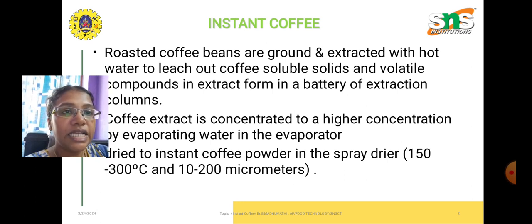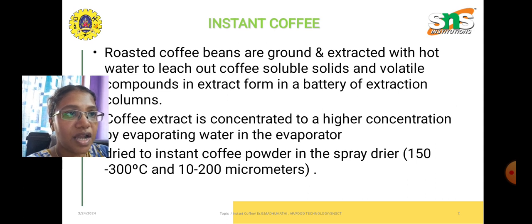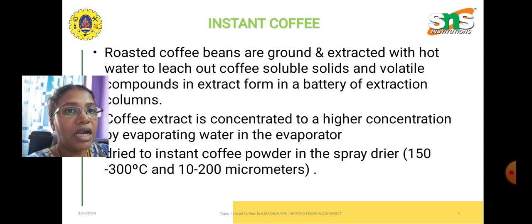So roasted instant coffee is nothing but the roasted coffee beans being ground and extracted with hot water to leach out the coffee soluble solids and some of the volatile compounds in extract form in a battery of extraction columns. So it's nothing but the soluble solids and some of the volatile compounds are removed from the coffee beans that are ground.